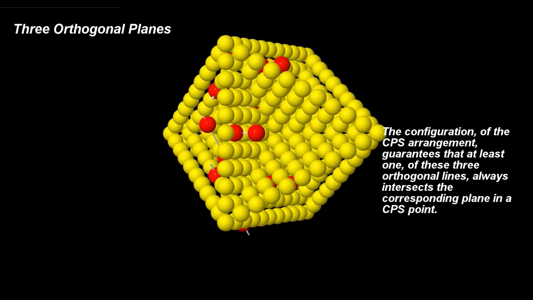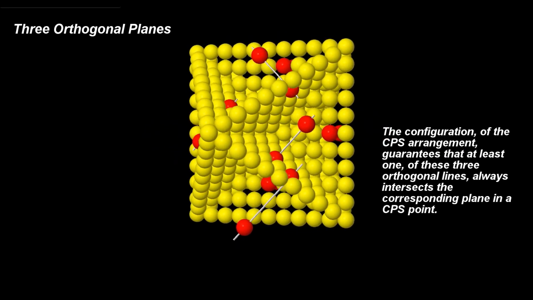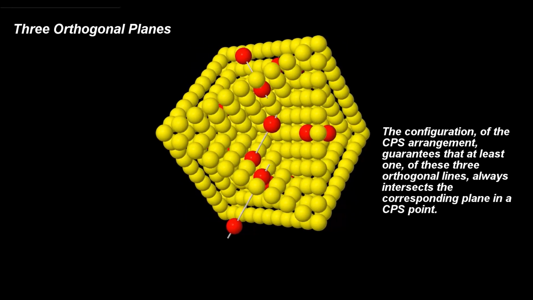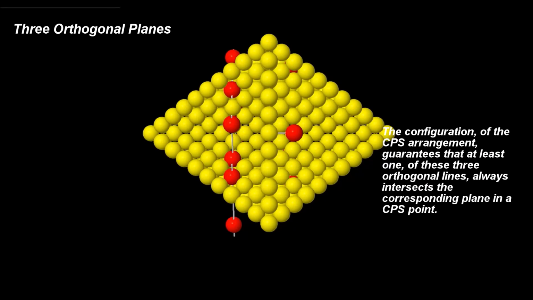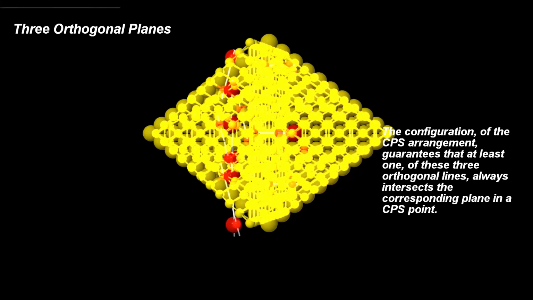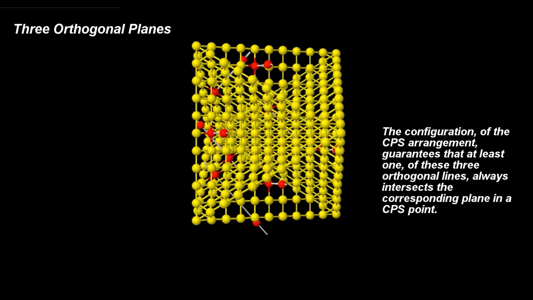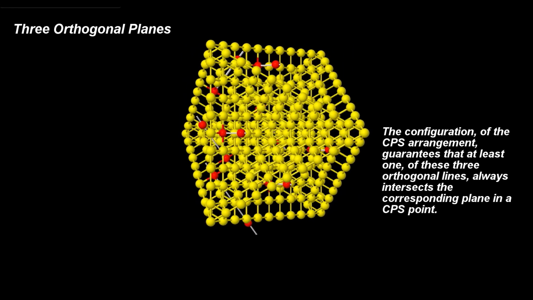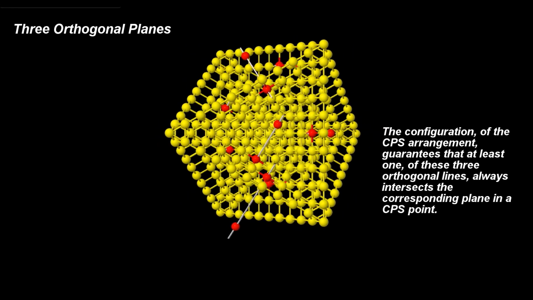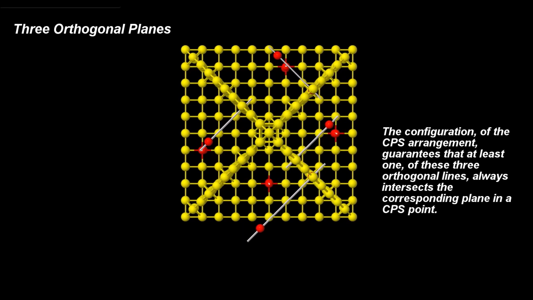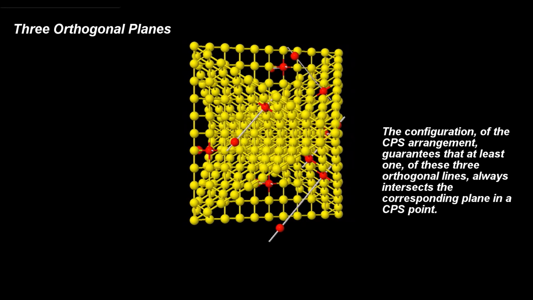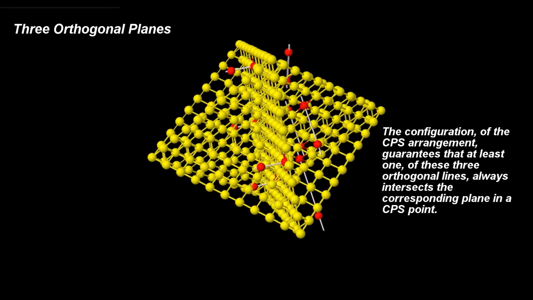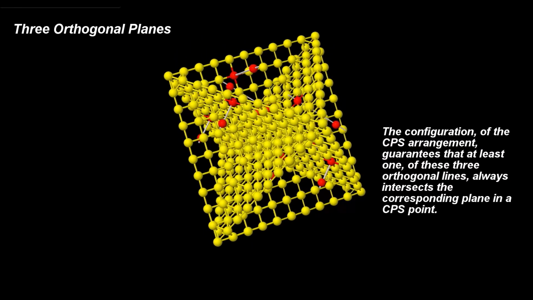There are 3 ways to go from point A to a plane corresponding to point B, one for each plane determining the point B. These 3 ways are determined by the 3 lines starting in point A, and orthogonal on each of the 3 planes through B. The configuration of the CPS arrangement guarantees that at least one of these 3 orthogonal lines always intersects the corresponding plane in a CPS point. Or, in other words, any 2 arbitrary points from CPS belong to 2 overlapping square lattice planes.